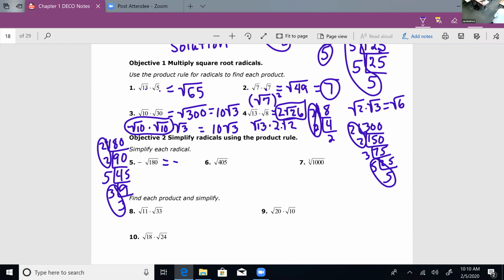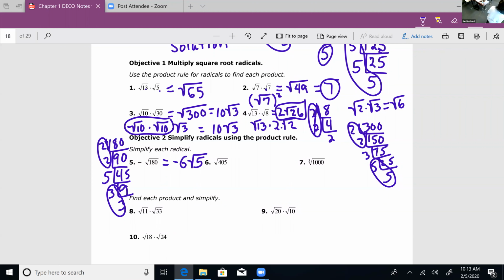So on the outside of the radical was what number? 6. The 2 times 3 gives us 6. The negative sign was already there. Now it's a negative 6. Under the radical, I have 5. Okay, give me a quick signal. How are you feeling about this now? All right, good. Let's see if you can do the square root of 405. What this should be. The square root of 405 is equal to what?